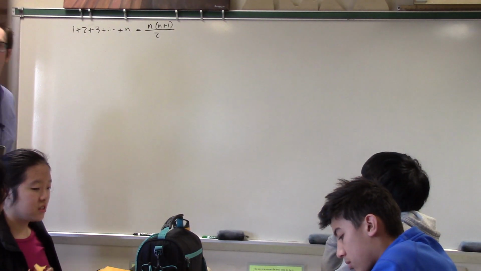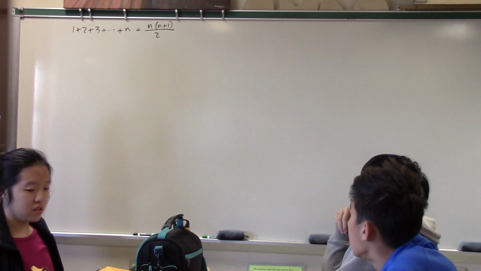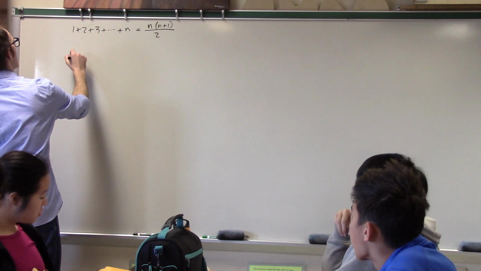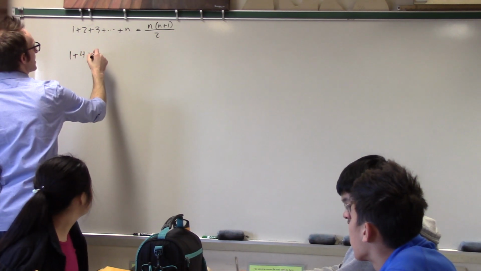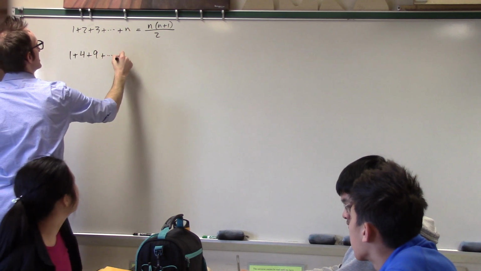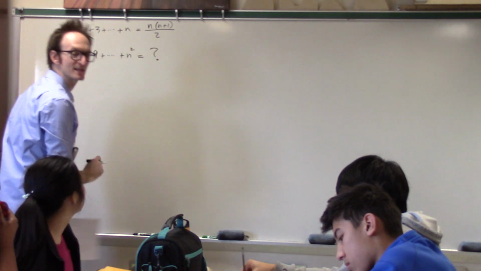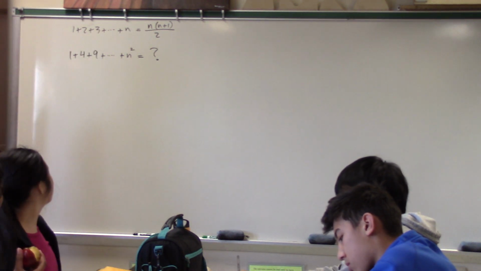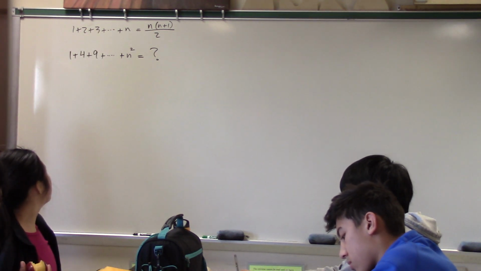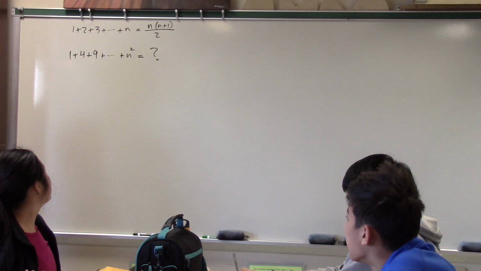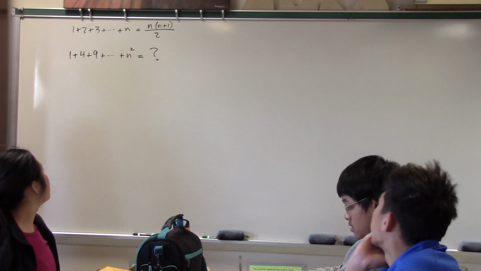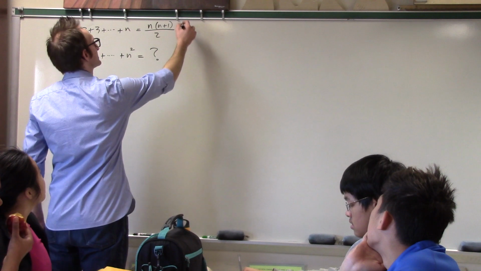I would like to know what the sum of the squares is. In other words, 1 plus 4 plus 9 plus all the way up to n squared. There is also a cute, beautiful formula for this, but it's more difficult to do, and we'll talk about some other ways you could have come up with this in the past.